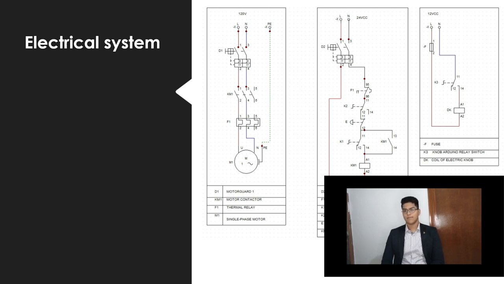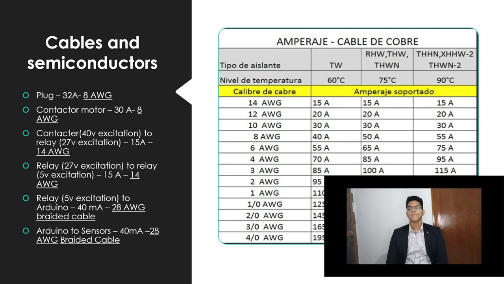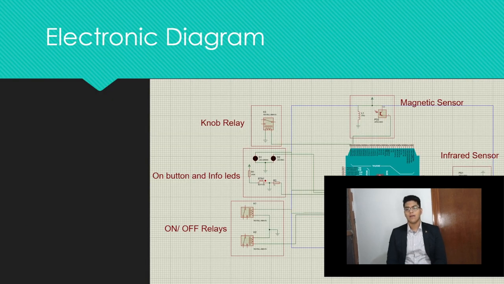For the force diagram for the electric knob, it starts with a fuse, then a control coil of the electric knob, and finally the control relay connected by the microcontroller. In each part of the project, we need an exact gauge to transmit the exact amperage to each device of the project. In the electronic diagram, we can see how each device and sensor of the project is connected. For example, we have the on-off relays, the on button and the info LEDs, the knob relay, and also the magnetic and infrared sensor.